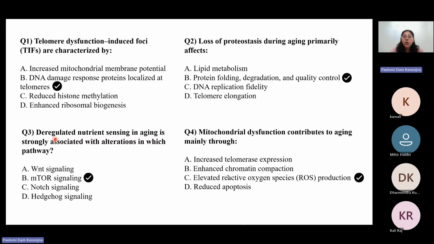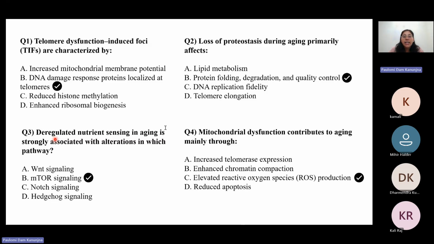Okay, next one says loss of proteostasis during aging is basically affecting the protein folding, degradation, and quality control. I told you of the homeostasis of the cell, which is anything to do with the proteins in the cell, be it their synthesis, folding, or degradation. Anything that is problematic to protein functioning is basically loss of proteostasis. Stasis means balance, and proteome means protein. So proteins functioning balance. You can remember it like that.